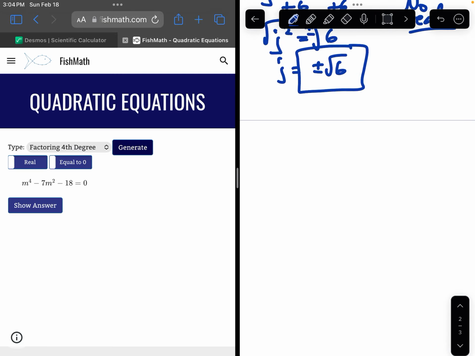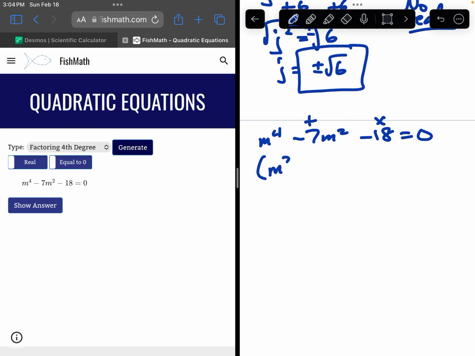Just mix it up. That one's very similar. Let's try this one. So m to the fourth minus 7m squared minus 18 equals 0. So again, multiplies to this, adds to this. So we're going to use m squareds. Again, in order to get to a power of 4, we have to use m squareds. Multiplying to negative 18, adding to negative 7 would be a negative 9 and a positive 2.